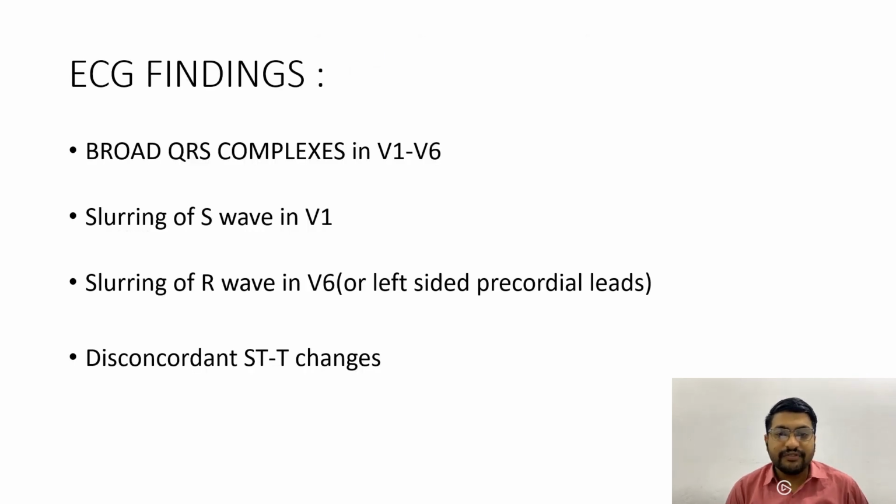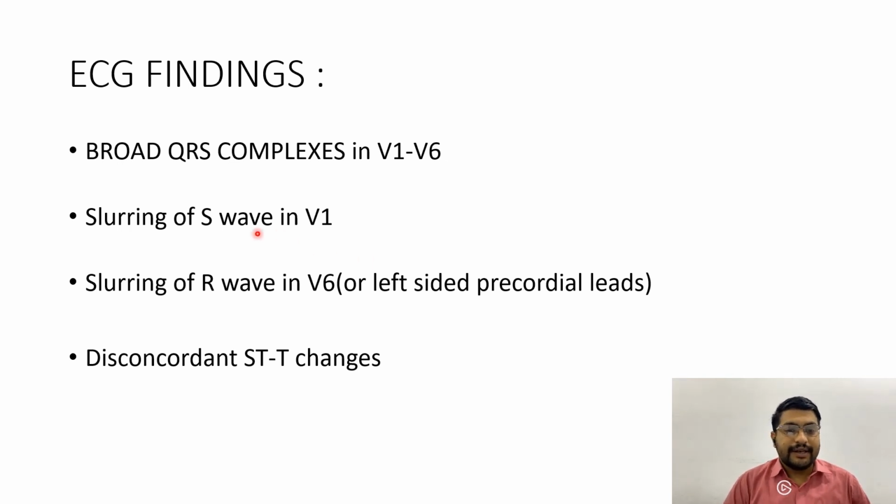What are the ECG findings in left bundle branch block? I want to tell you here that for left bundle branch block or right bundle branch block, the leads that you should be looking at are the precordial leads, that are V1 to V6. You can also look for axis and you can also look at lead 1 and lead AVL. I will talk about it in detail later.